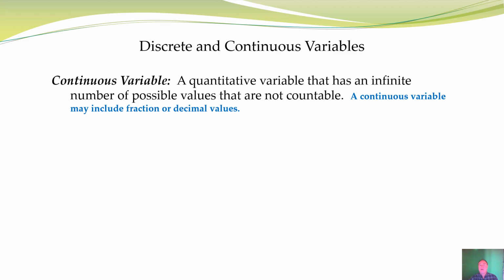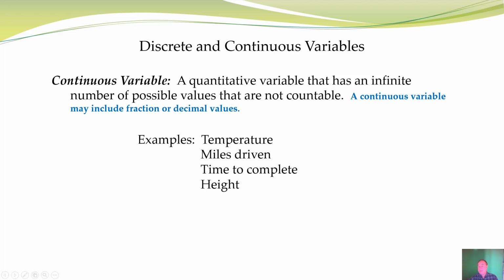Now, continuous variable. This is a quantitative variable that has an infinite number of possible values that are not countable. Usually, in a continuous variable, you may include fractions or decimal values. Some examples would be temperature, miles driven, time to complete, height. In every case, you could have a fraction or a decimal in your answer.